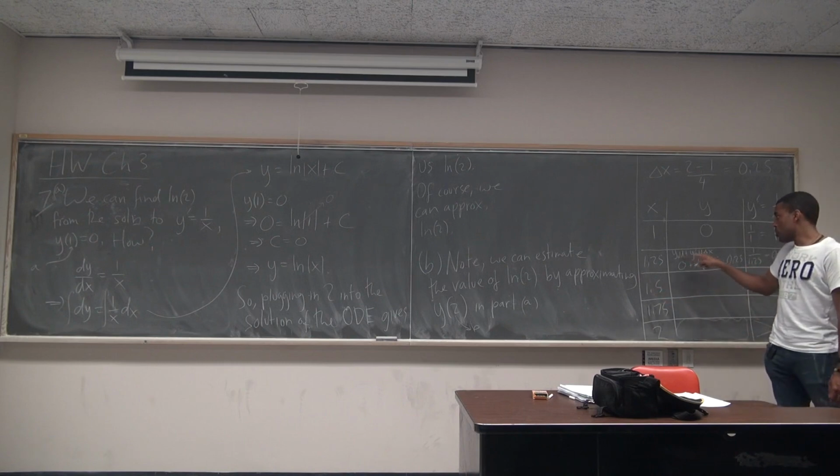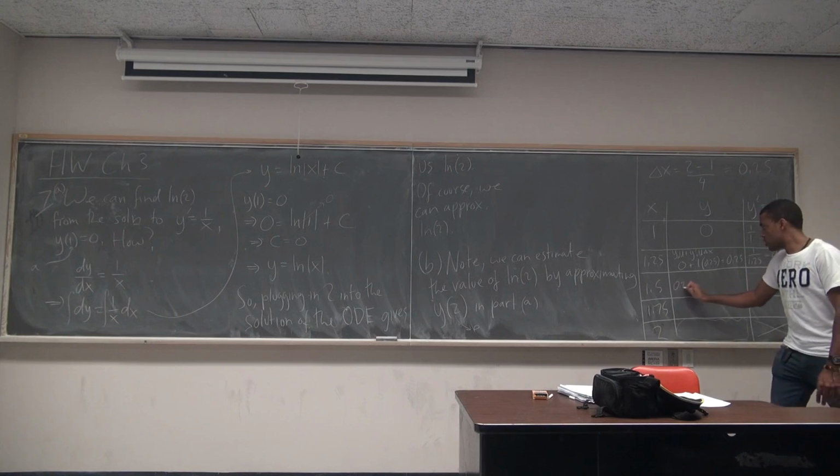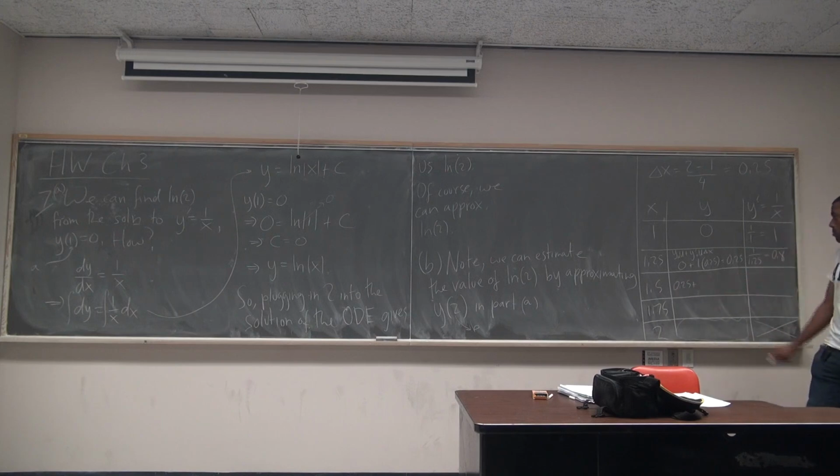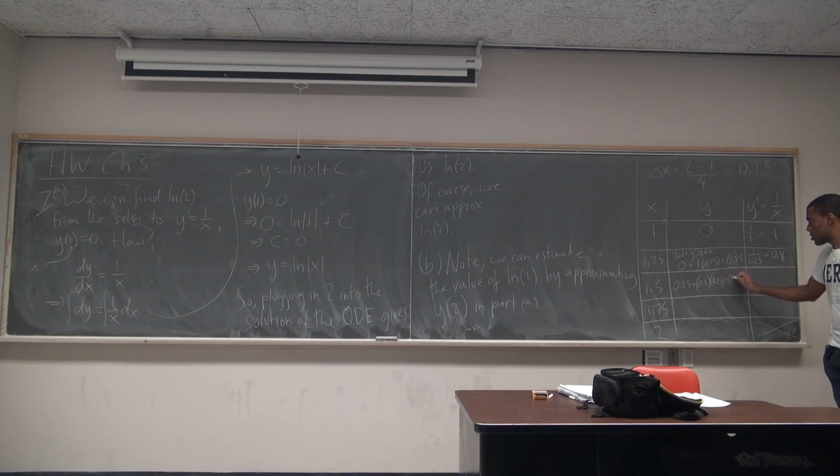Again, I'm going to use y old and y prime old. The old y is 0.25, plus the old y prime, 0.8, times my delta x, 0.25. That gives 0.45. What's my y prime? 1 over 1.5, because the formula is 1 over x, so I take 1 over the x value. That's 0.57, exactly? No. It's 0.142857.